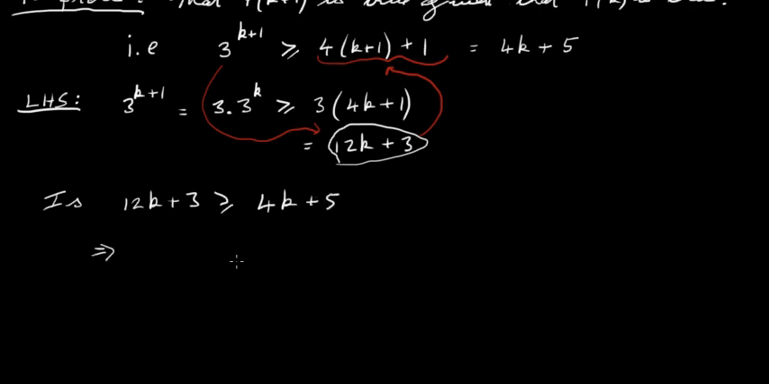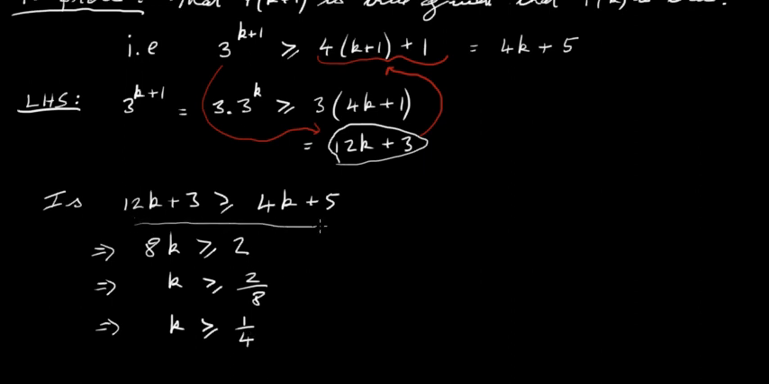Well, if we look at this, we can simplify this. We can take the 4k, bring it over here, we'll get 8k. We can take our 3, bring it over to this side, subtract 3 from both sides, we get 2. That will give us k being greater than 2 over 8. That will give me k greater than or equal to 1 over 4. So in other words, this here is true for any k greater than or equal to a quarter.